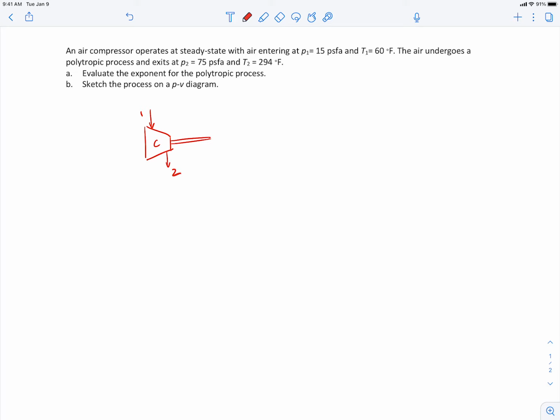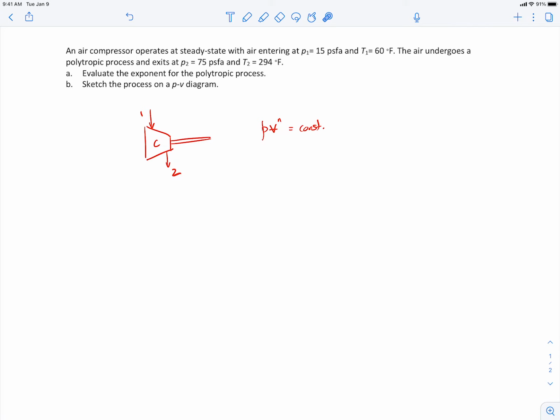And we're given the information, by the way, the units here, this is pounds per square foot absolute. And this, of course, is degrees Fahrenheit, right? So we're given English units here. So we're told it's a polytropic process, which means that the pressure times specific volume raised to a constant n is equal to a constant. So I'm going through this compressor from 1 to 2. This is how the pressure and volume are related.